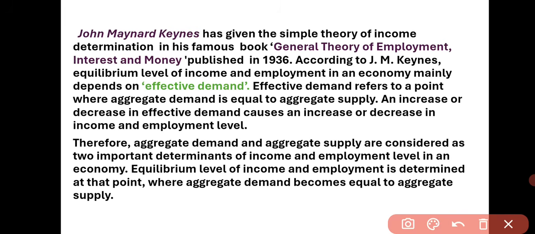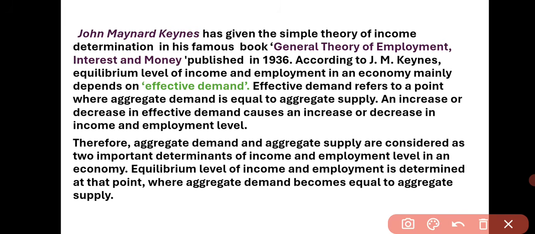That point of demand where aggregate demand and aggregate supply equal each other, when an equality is attained between aggregate demand and aggregate supply. What is the aggregate supply? That is the aggregate demand in that economy. Then that sort of demand is known as effective demand. So remember this.